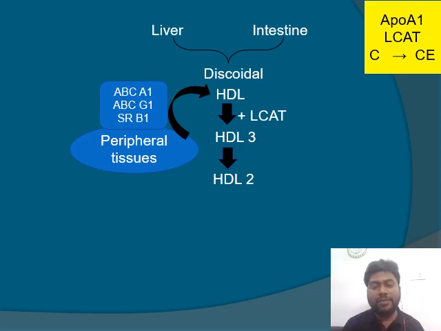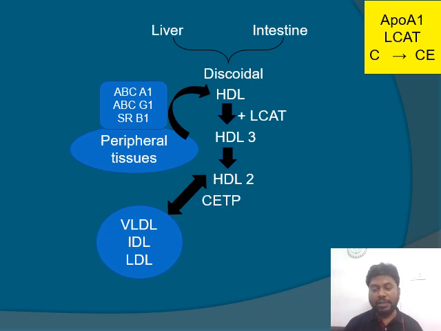In order to relieve this feedback inhibition, HDL2 donates some of its cholesterol content to other lipoproteins through a protein called cholesterol ester transfer protein. This protein helps in the exchange of lipids. From HDL2, cholesterol is given to the other lipoproteins, whereas triglycerides from these lipoproteins are transferred to HDL2. Ultimately the cholesterol content in HDL2 is reduced, so the feedback inhibition on LCAT is removed. So HDL2 can further remove cholesterol from the peripheral tissues.